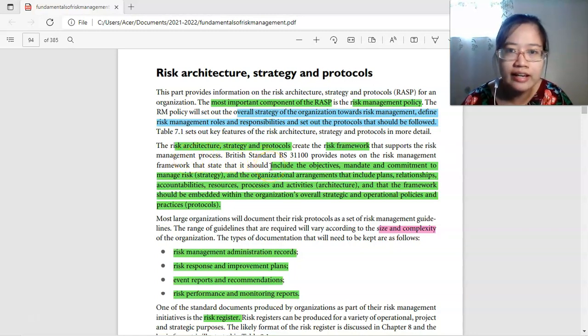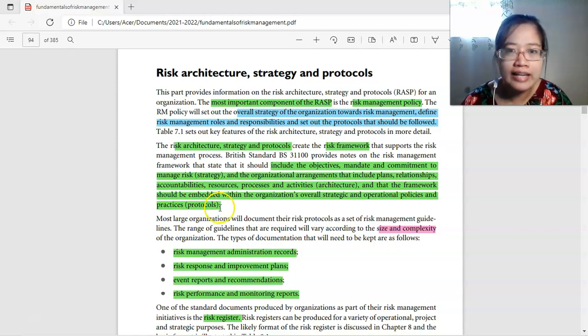Ang sabi dito, kailangan ay meron siyang objectives, mandate, and commitment to manage risk, the strategy. So, essentially it pertains to the strategy. Tapos, yung organizational arrangements that include plans, relationships, accountabilities, resources, processes, and activities, yun yung architecture. And then yung framework, kailangan embedded siya sa organization's overall strategic and operational policies and practices. So, yun na yung mismong protocols.